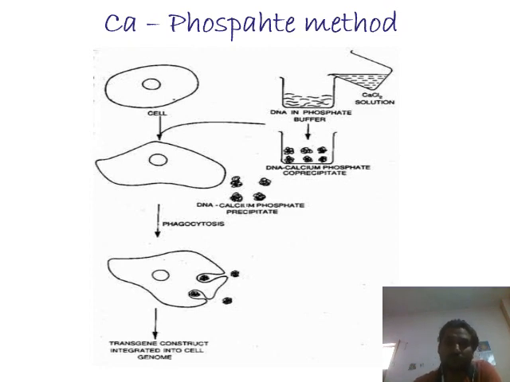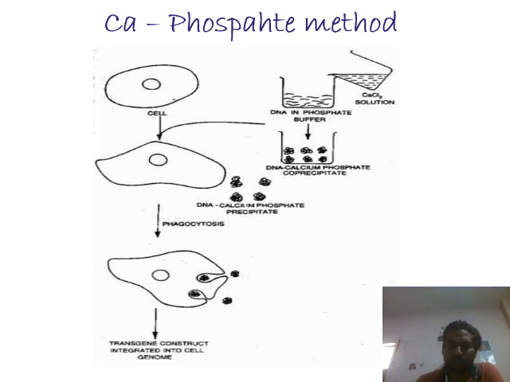Now, what is the role of the phosphate and the calcium chloride? This calcium chloride and phosphate basically help to create small pores inside the cells. So it enhances the permeability of the cell wall by which the cell can engulf the DNA. So this is all about the calcium phosphate method.